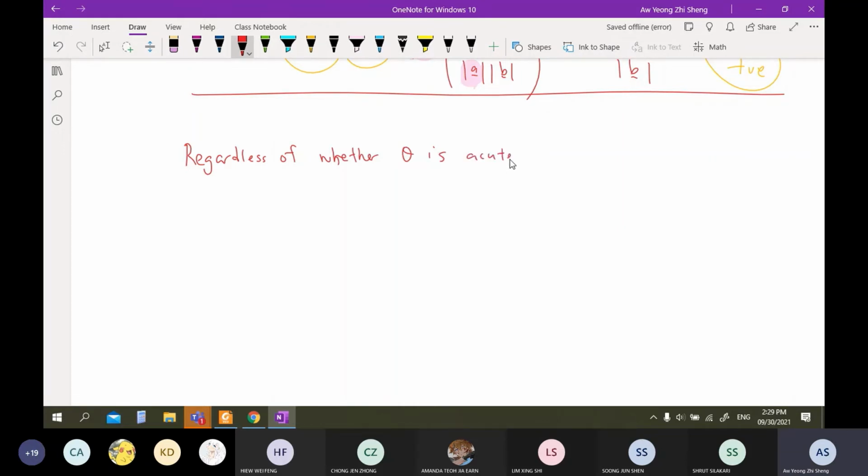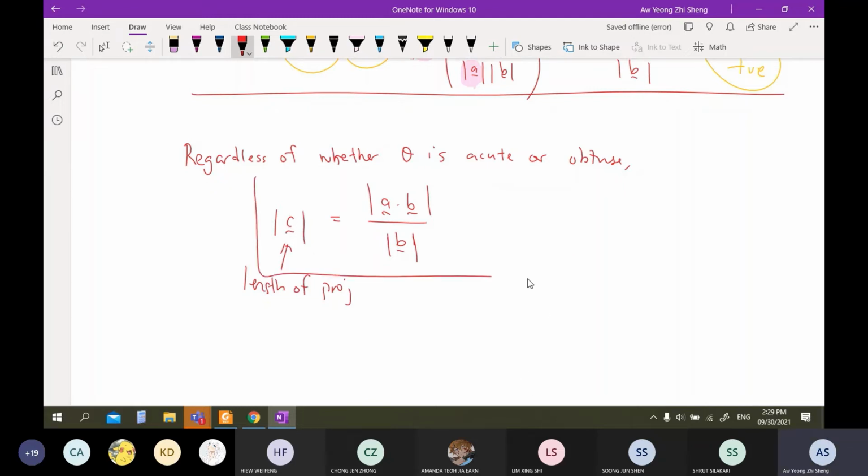Okay. So regardless of whether theta is acute or obtuse, the length of projection will be A dot B divided by length of B, and to deal with the possibility of A dot B being negative, you just use modulus to fix it. Then you are guaranteed to get a positive length for projection. And so this will be the formula that is applicable regardless of the size of theta. So just remember this formula is A dot B over B.